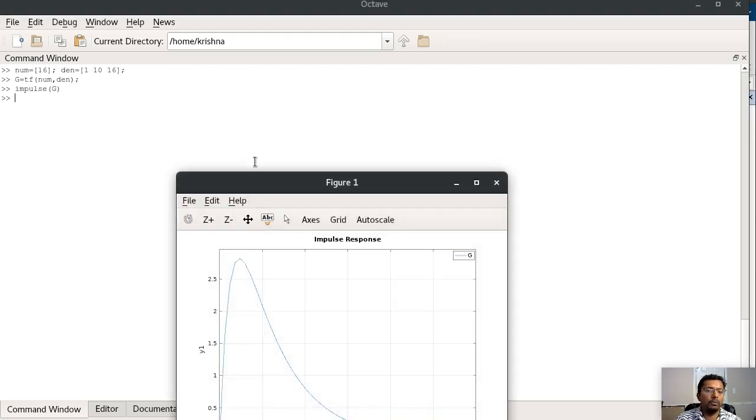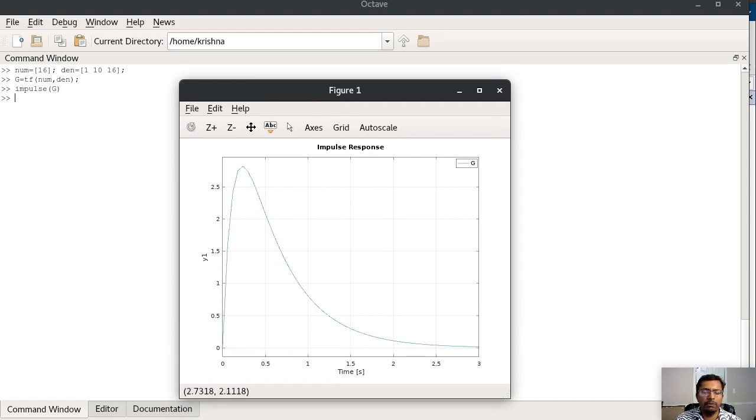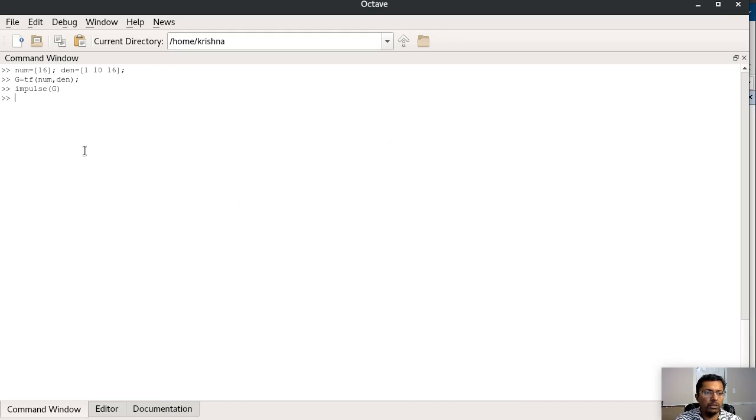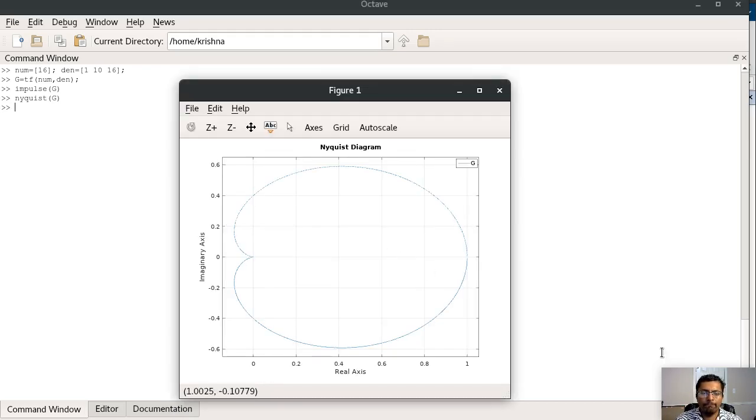And then it opens up a figure, and notice that the impulse response is fairly similar. Let's do the Nyquist and see how it looks. And so this is the Nyquist plot. It's doing the same calculation, so it should look fairly similar as well.